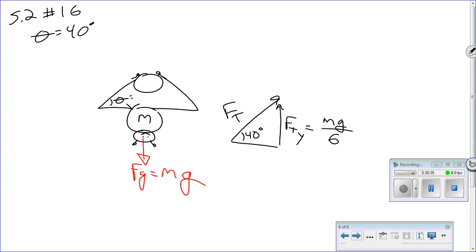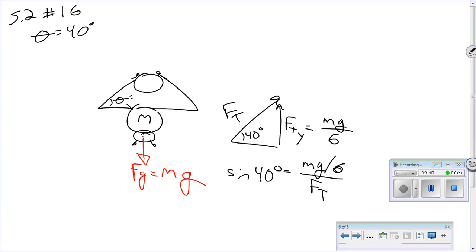Okay, so we want to find FT, right? What's a sine? So the sine of 40 degrees is FT over mg over 6, right? Nope, I have that upside down. Opposite over hypotenuse, not the other way around. Mg over 6 over force of the tibia, right? This is a 6. Cool?